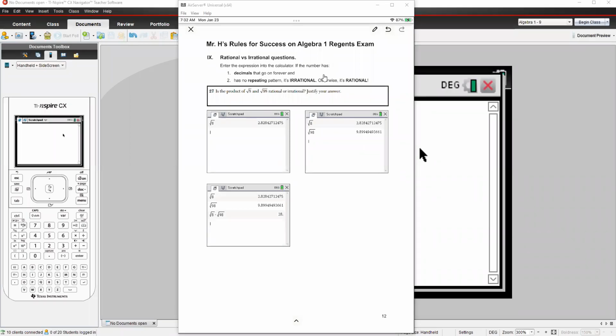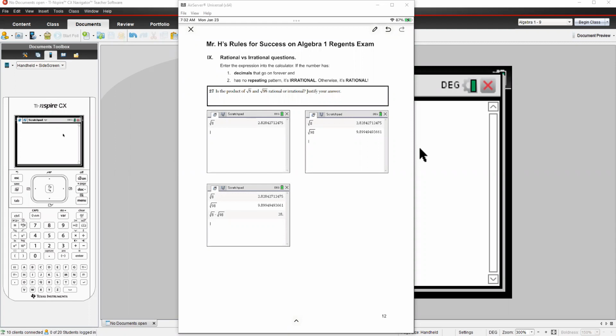All right, this is page 12. This is the last question that I'm going to do. And I wanted to do one of these examples of rational versus irrational. The test makers put one of these questions on the exam every single year.